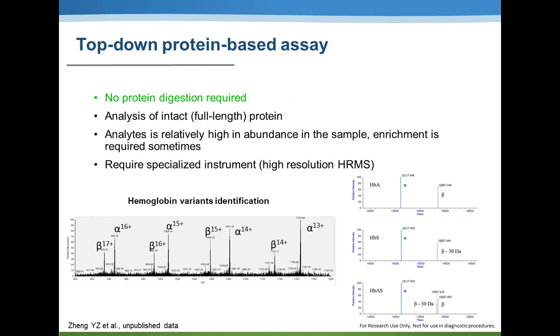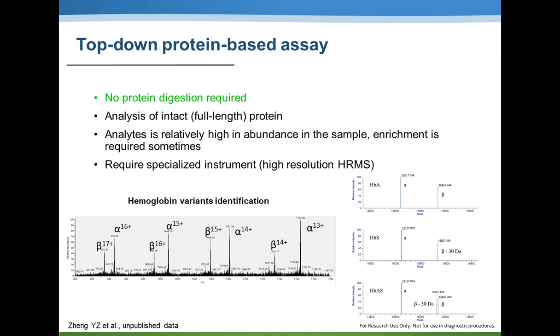So here I'm showing an example of a top-down assay which we're developing at the Cleveland Clinic for the identification of hemoglobin variants. The sample prep is very simple. Whole blood was diluted and analyzed by LC-mass spec. For adults, you're going to see the very abundant alpha and beta subunits at different charge states. And after mass deconvolution, the mass of both the alpha and the beta subunit is going to show up.